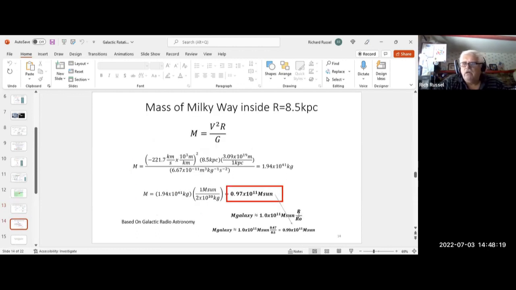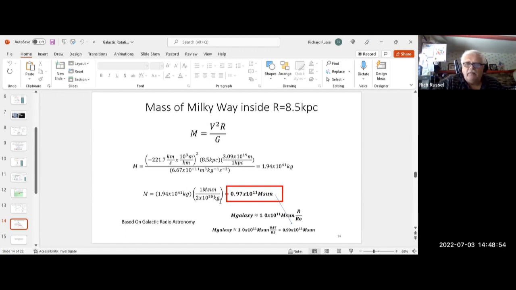Okay, now, how do you get the mass? Well, there's a nice formula here that the mass of an object is the velocity squared times the distance over the gravitational constant. So if you take that, and I got all the numbers here, here's your distance, 8.5 kiloparsecs, times the conversion from kiloparsecs to meters over the gravitational constant, and I end up with about 1.94 times 10 to the 41 kilograms.